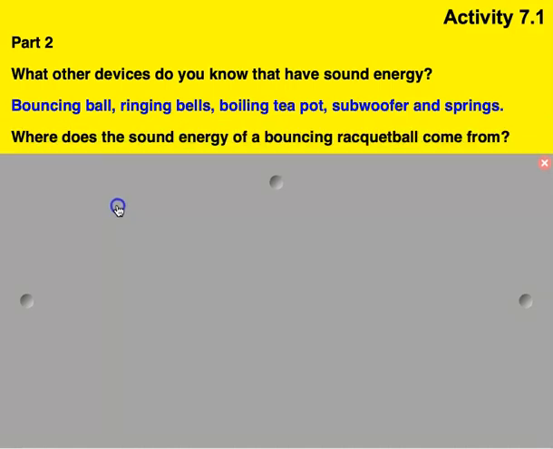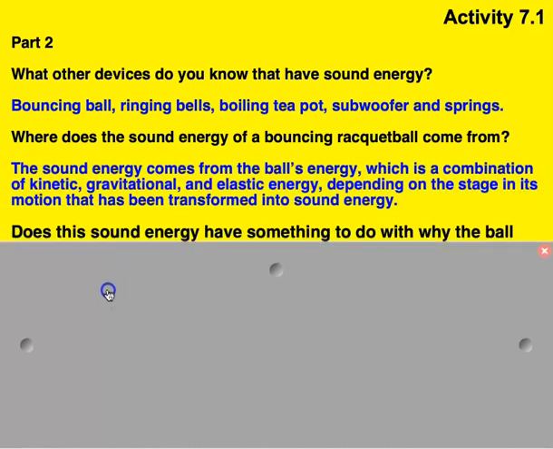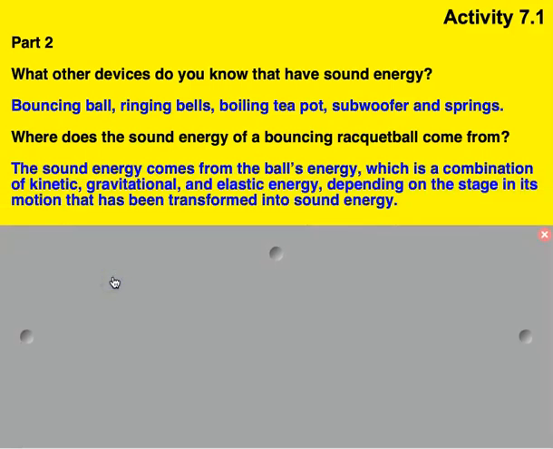Where does the sound energy of a bouncing racquetball come from? Well, it gets a little bit more technical. As you're dropping that racquetball, the GE is being converted to KE, and then it touches the ground, and then that KE is being converted into EE. You also have some thermal energy as it's coming down. Those types of energy are being transformed into sound energy. So it's really a transformation versus a conversion.